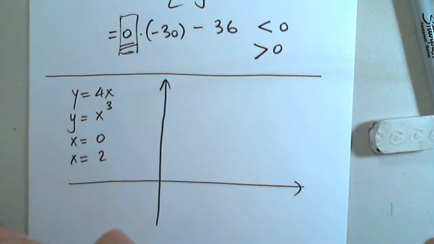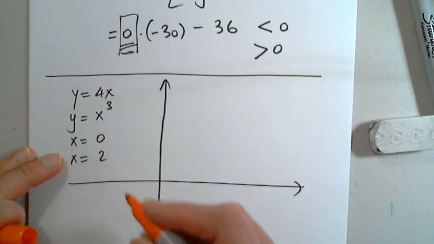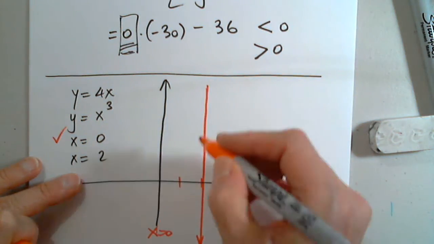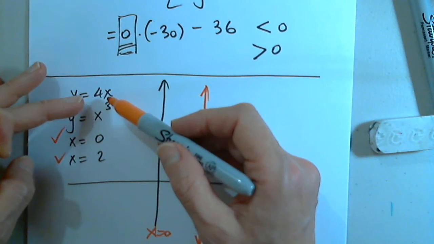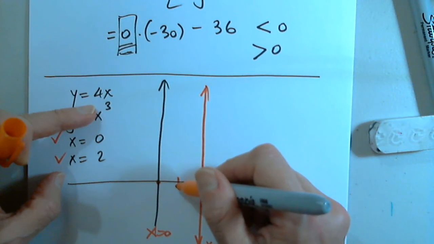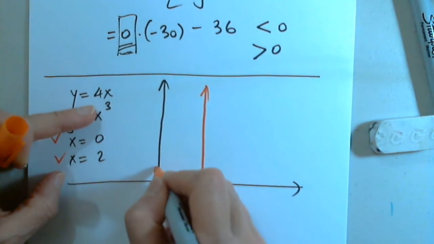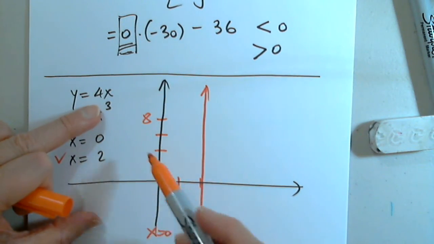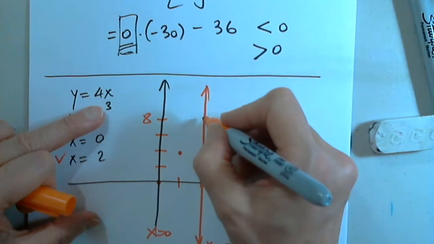So x equals 0. Oops, I thought I was getting a different color. So x equals 0 is this line. Done. X equals 2 is this line. Vertical. Done. This is easy to graph, because when x is 0, y is 0. When x is 1, I'm going to take a different scale here because 4 times 2 will be 8 and I will be too high. So 2, 4, 6, 8, right? So at 1, it will be 4. And at 2, it will be 8.